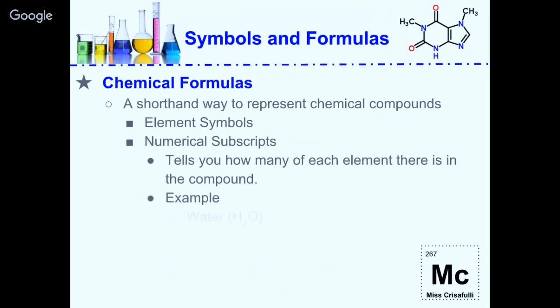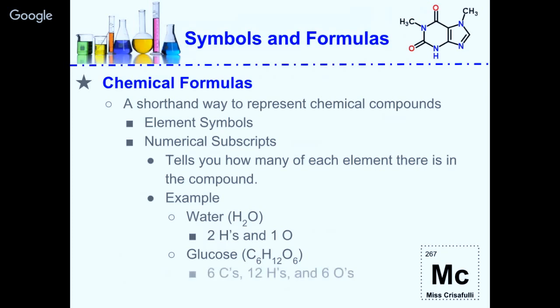So let's look at an example. We have water, H2O. So we have 2 H's and 1 oxygen in that chemical formula. If we were to look at glucose, which is C6H12O6, that formula would tell us that we have 6 carbons, 12 hydrogens, and 6 oxygens in that formula.